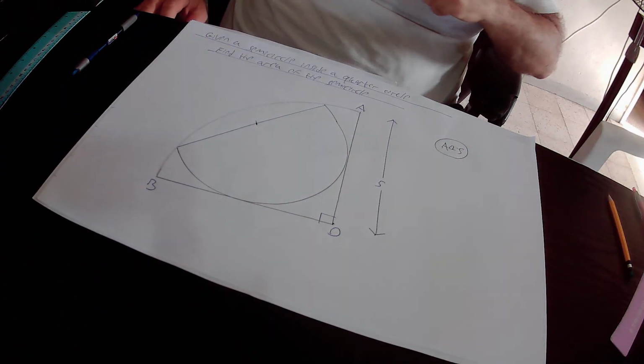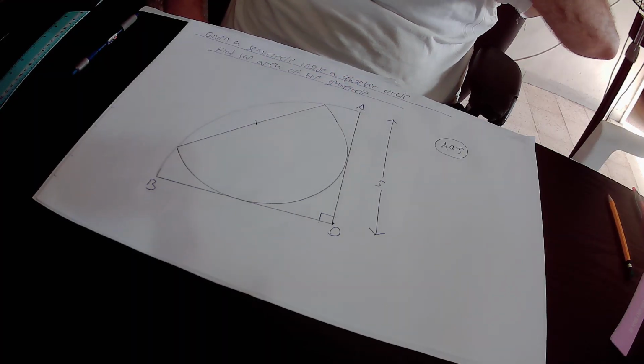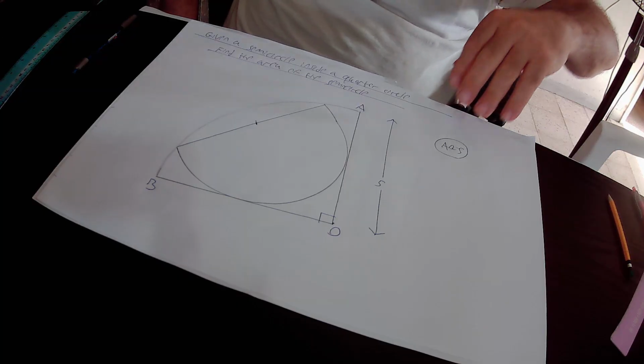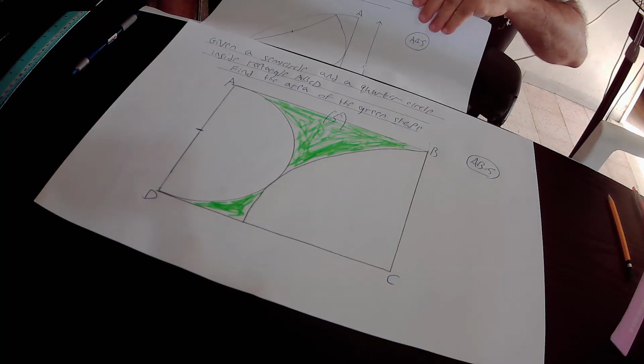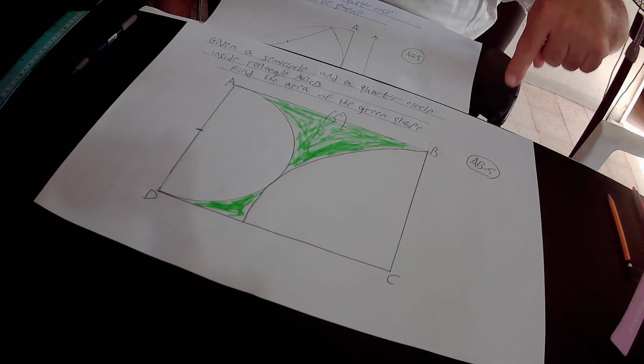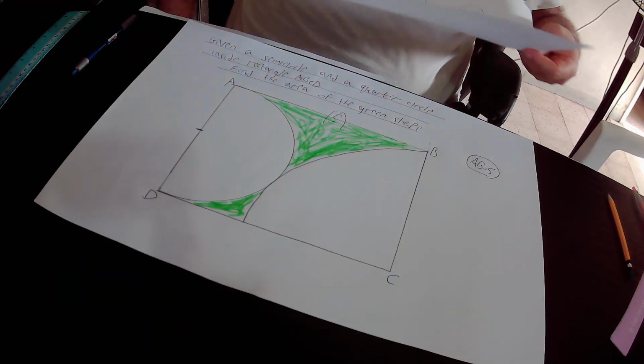And now, in this lecture, we'll answer two questions. In the first question, we'll find out the area of this semicircle that is inside quarter circle AOB. And in the second question, we'll find out the area of this green shape that is inside rectangle ABCD. So, we start with the first question.